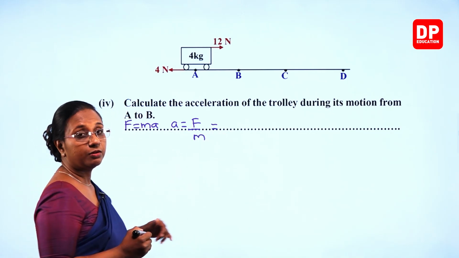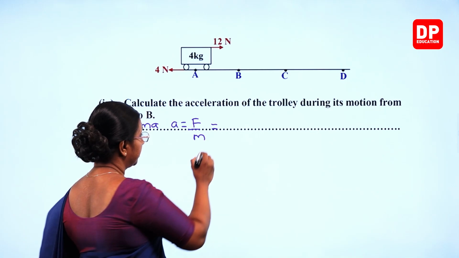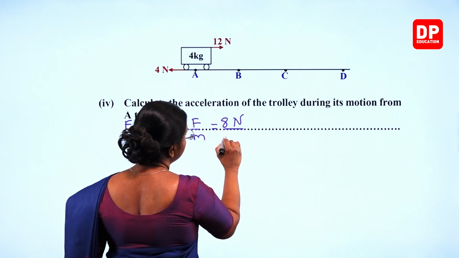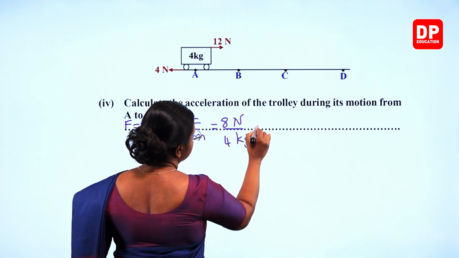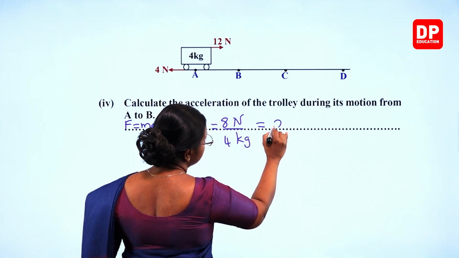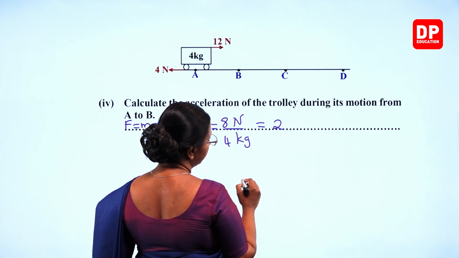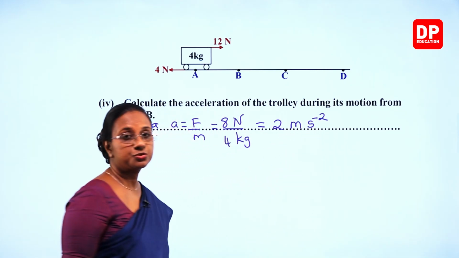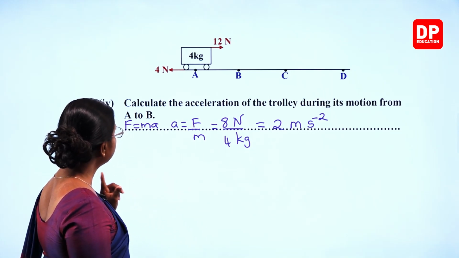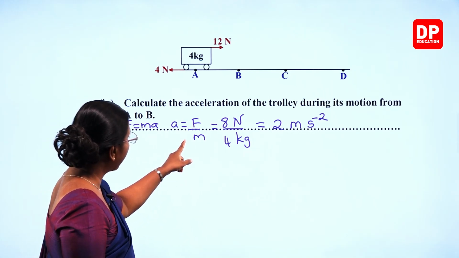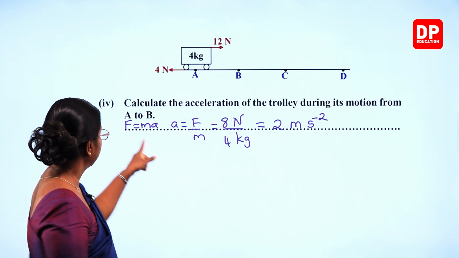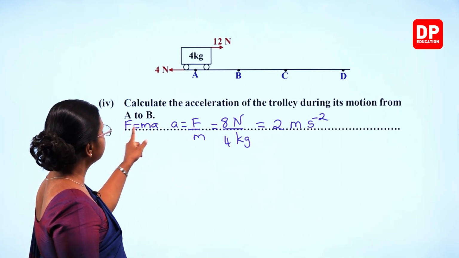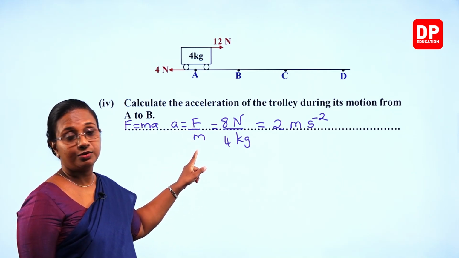So F we have calculated as 8 Newton divided by 4 kilogram of trolley. So you will get the answer as 2, 8 divided by 4, 2, and acceleration meters per second square. Now here students, you have to remember, you have to write the equation. This and this you can write, or else you can at least write this equation.